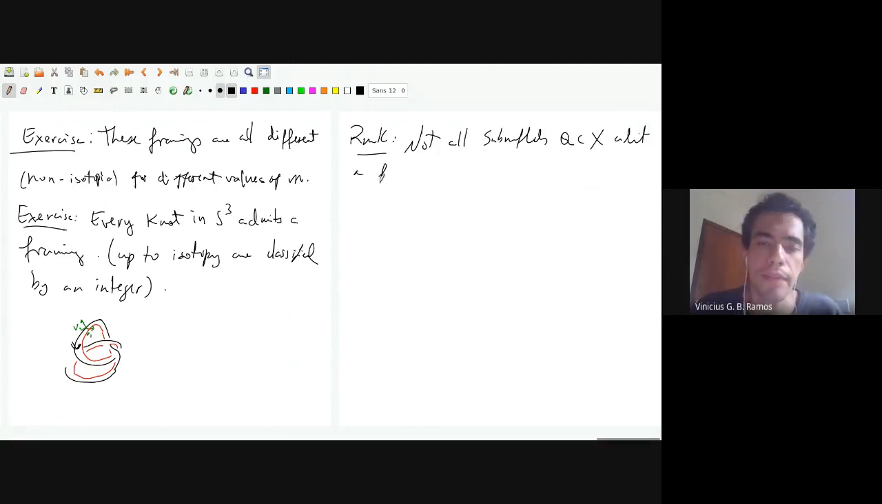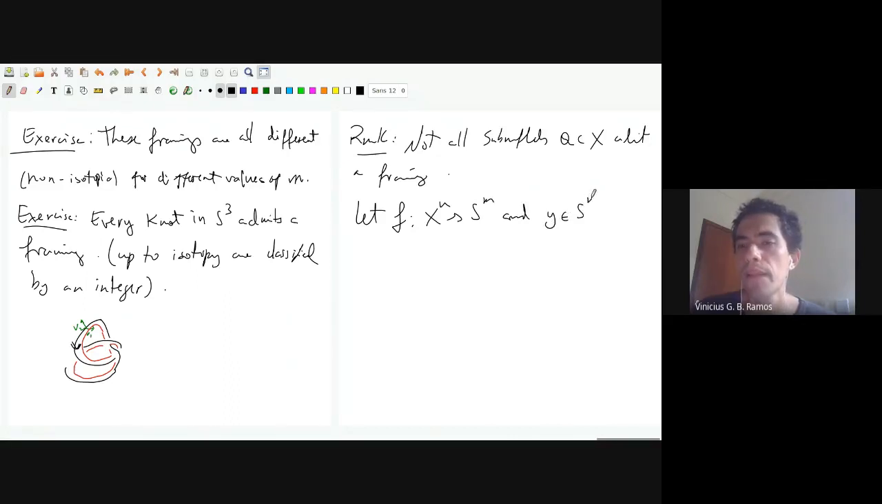Admit a frame. But the pre-image of a regular value does. So that's kind of the moral here. So now let f be a function from X to S^m, and let y be a regular value. Then the pre-image of y under f admits a natural framing.